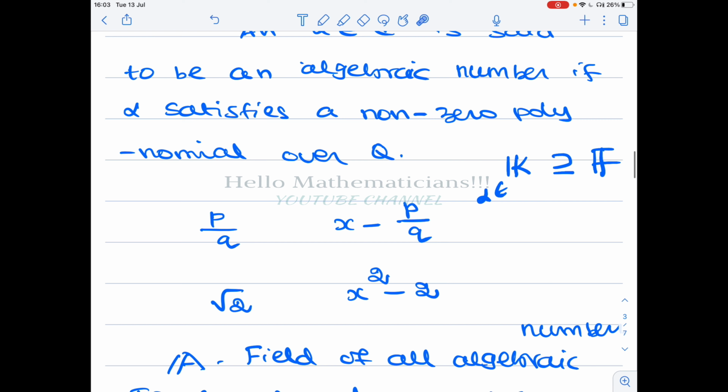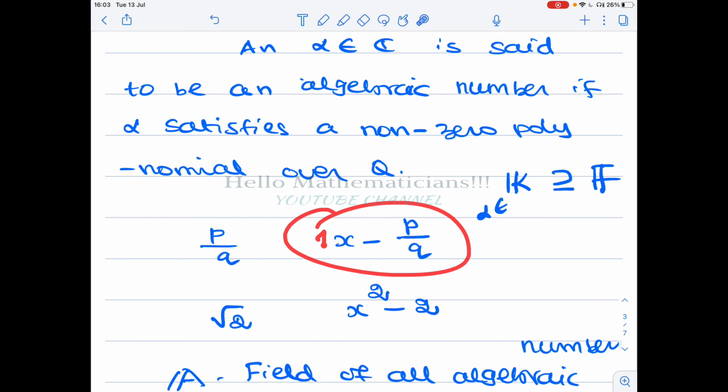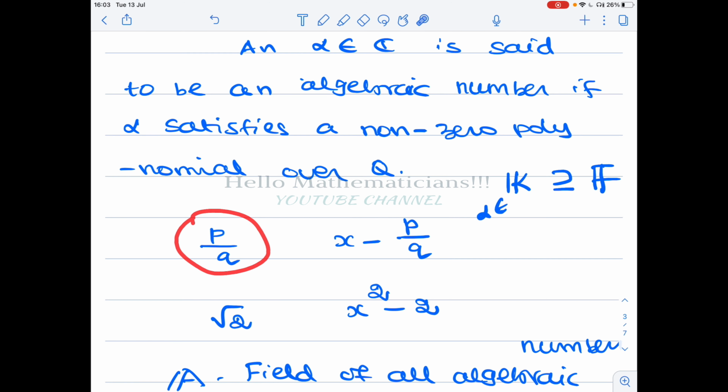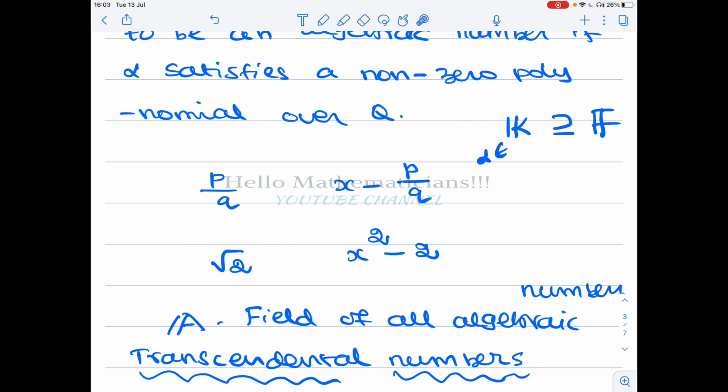For example, any rational number is an algebraic number because it satisfies the polynomial x minus p by q. It is clearly a polynomial with rational coefficients. Therefore all the rational numbers are algebraic numbers. There are irrational numbers which are algebraic numbers, for example root 2, or you can take root 10. They are algebraic because they satisfy the polynomial x squared minus n in general.